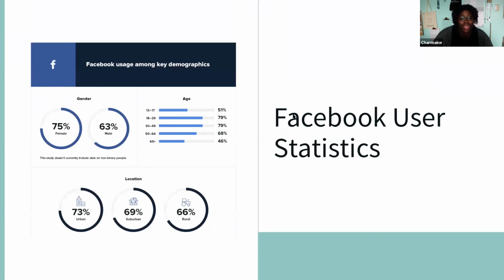So if we go back and look and say, okay, 65 plus, 46% of that audience is on Facebook, right? So you're like, okay, that's a good enough percentage for us to feel like we need to be on there for them. And that could absolutely be true. But you want to make sure, okay, is that demographic using Facebook to get information about the types of products we have or the type of company we have, right?